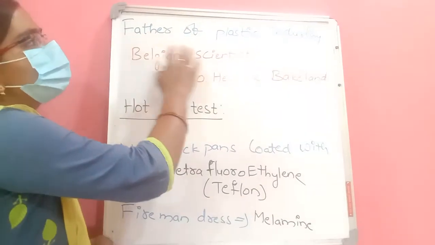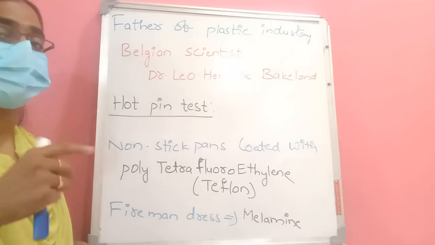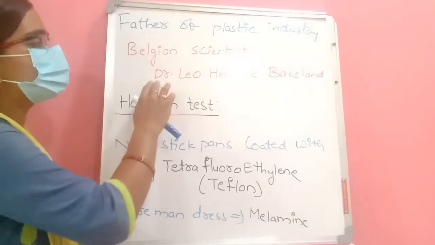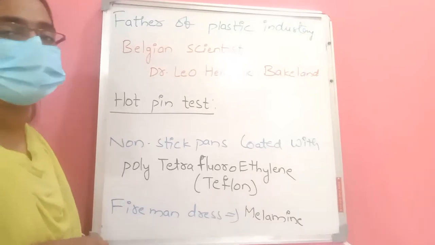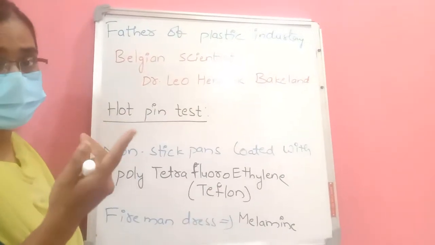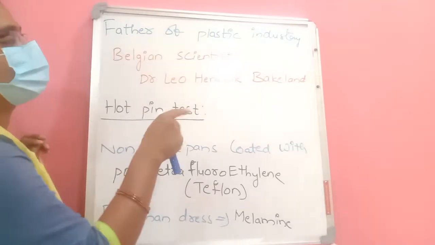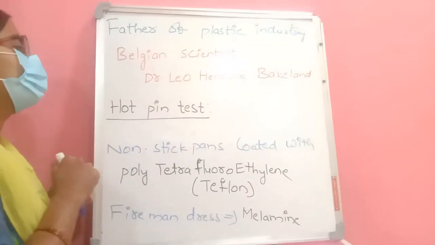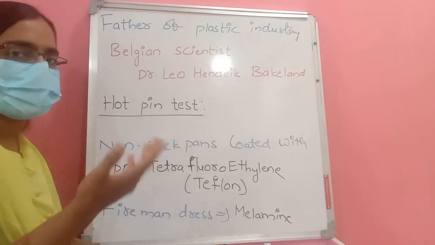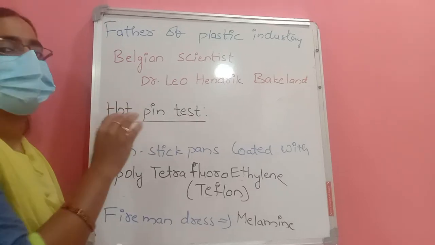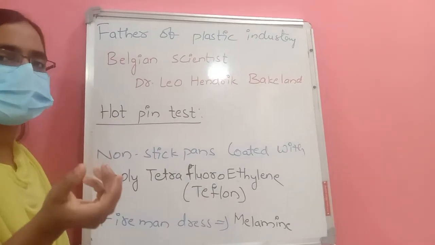So the father of the plastic industry is a Belgian scientist, Dr. Leo Hendrik Baekeland. That's why Bakelite, which is a thermosetting plastic, is named after his name, Baekeland.